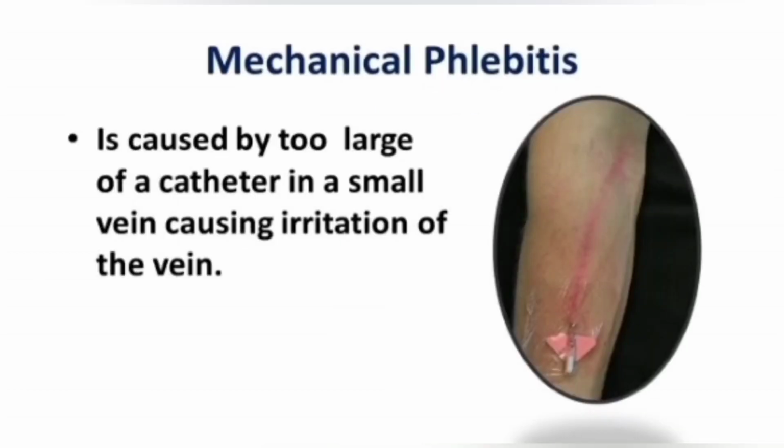Mechanical phlebitis is the most common type of phlebitis, and it may occur from a large catheter placed in a small vein. It also occurs by vein trauma during catheter insertion or movement of an improperly secured catheter within the vein.